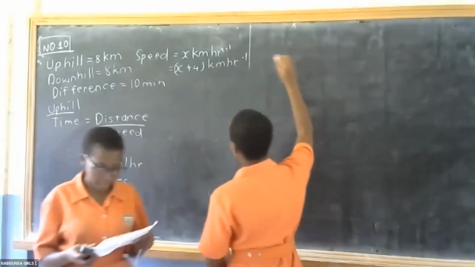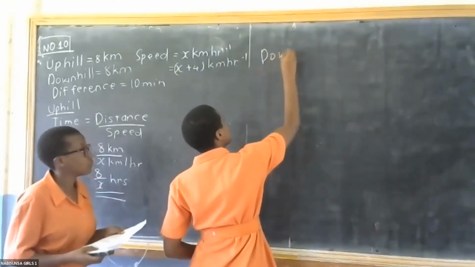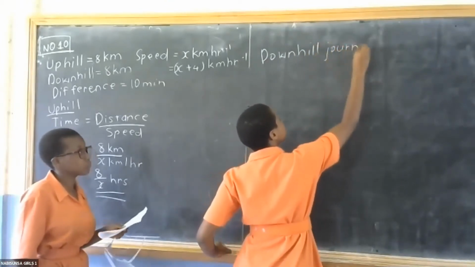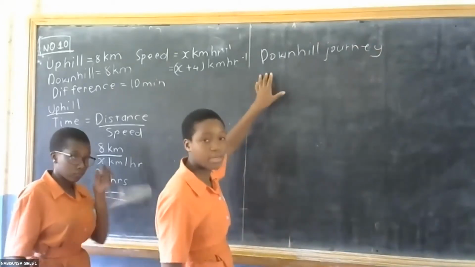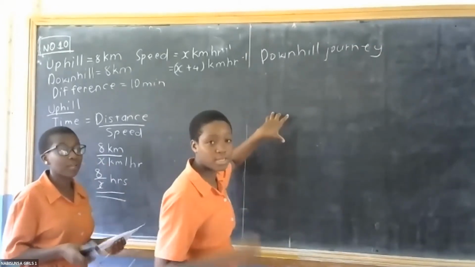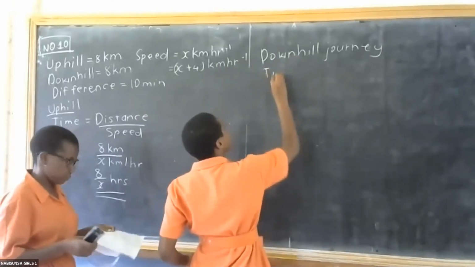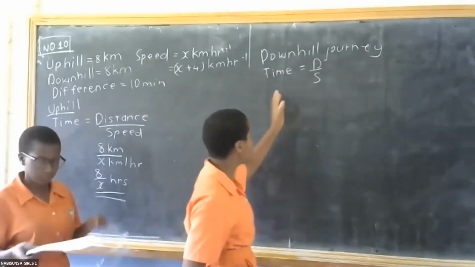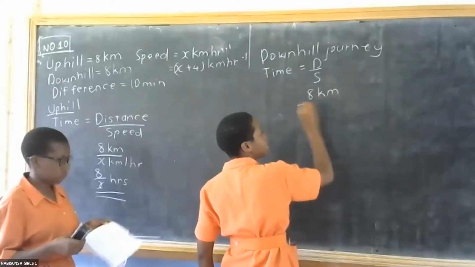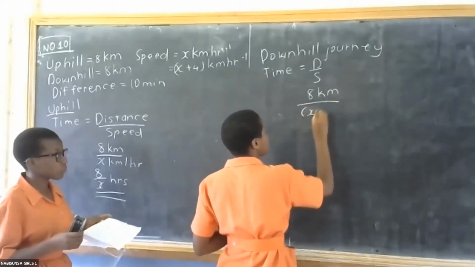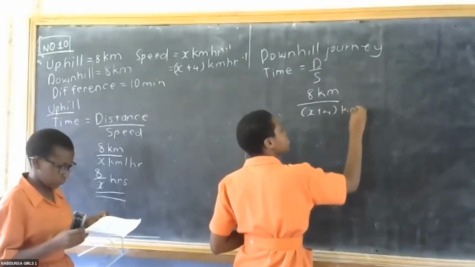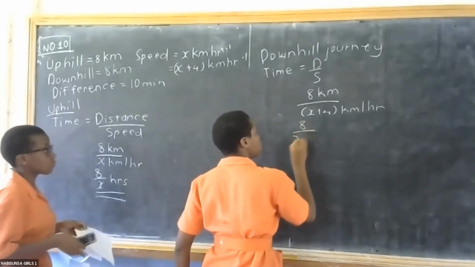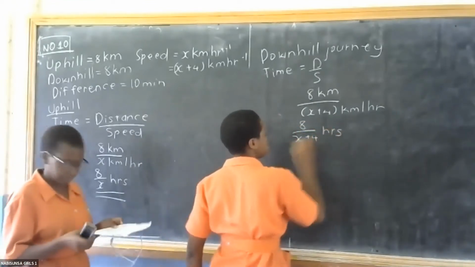Now the downhill journey. Since he moved uphill and downhill, that means he covered the same distance. So the downhill journey time will also be distance out of speed. Since the distance is equal, that's 8 kilometers out of his speed, x plus 4 kilometers per hour. So the time will be 8 out of x plus 4 hours.